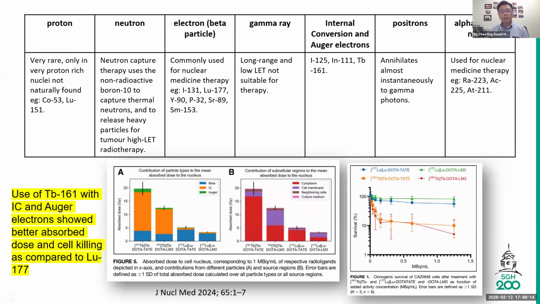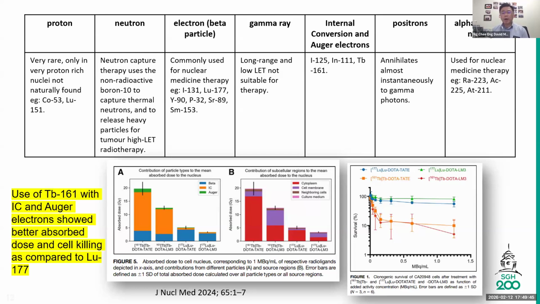You can possibly use neutrons. So we do have a neutron capture therapy, which uses non-radioactive boron-10 to capture thermal neutrons, and then with that to release heavy particles for tumor high LET radiotherapy. A lot of times we generally use electrons or beta particles, such as from iodine-131, lutetium-177, yttrium-90, phosphor-32, strontium-89, and samarium-153.